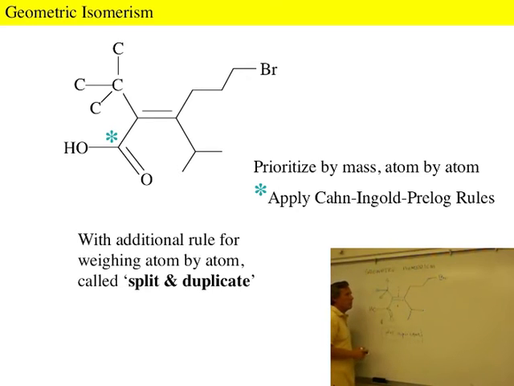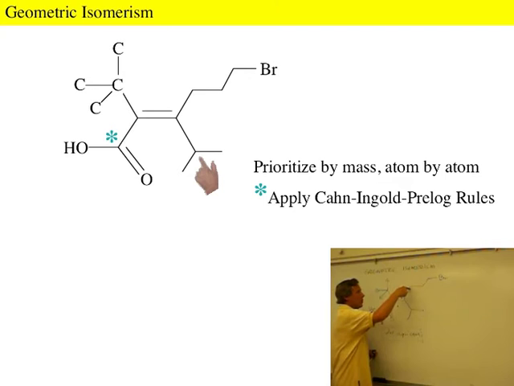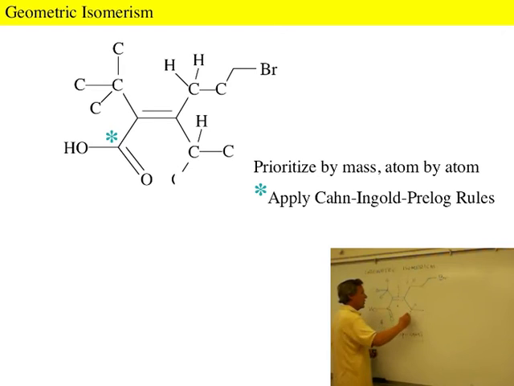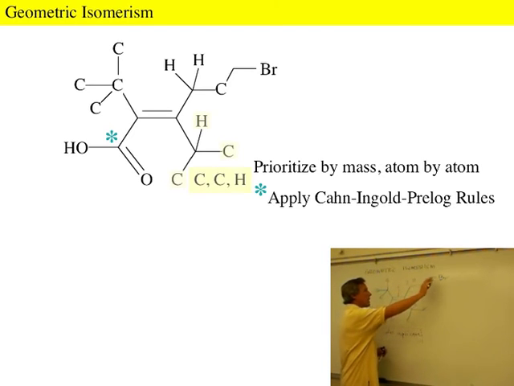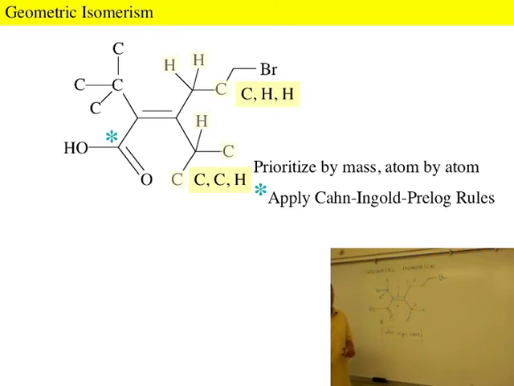3 carbons attached. When we consider this half of the molecule, this carbon weighs the same as this carbon, so we have to look at what's directly attached. This carbon has 2 hydrogens attached to the carbon. This carbon has 1 hydrogen attached and 2 carbons. 2 carbons and a hydrogen weigh more than 2 hydrogens and a carbon. Anything past this carbon has no bearing on the prioritization by mass of this carbon.